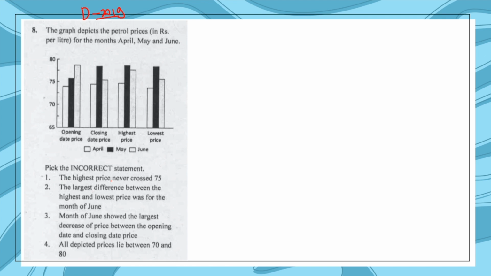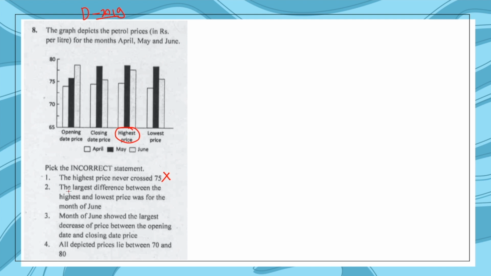The first says that the highest price never crossed 75. So the highest price is given by this graph. Now 75 is this line. See, it has crossed 75, not in April but in May and June it has crossed. So that means this statement is an incorrect statement. Let's see the other one.